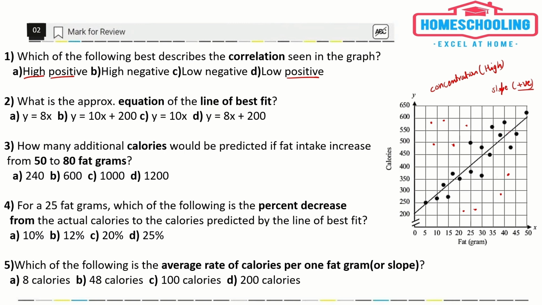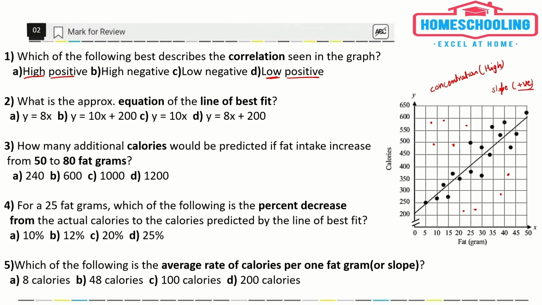So slope is positive, so still it is going to be positive, but now the concentration of data points is low because the data points are far, far away from the line of best fit. So the concentration is low because a lot of data points are very far away from the line of best fit. So for this example, we will have low positive correlation.